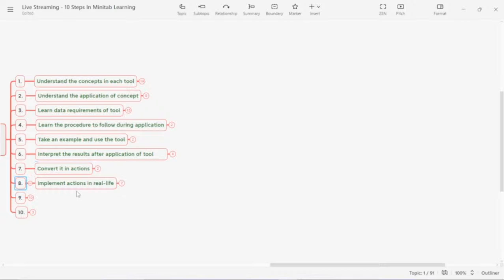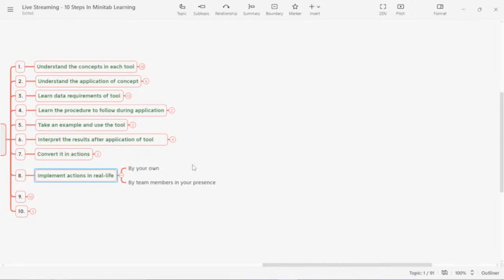Step number 8, implement actions in real life. Now, depending on your authority and position in the organization, you can do this implementation on your own, or you can have that particular action deployed by your team members, but ensure that that action is implemented in your presence. Why am I asking for it? Because this is important to understand step number 9.